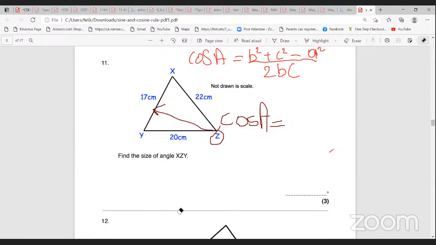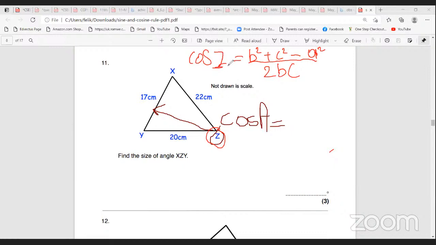What is B and what's C? 70. All right, so let me go again. The angle that we're finding is Z, so that would be our A here. In other words, let me put A and put in Z.